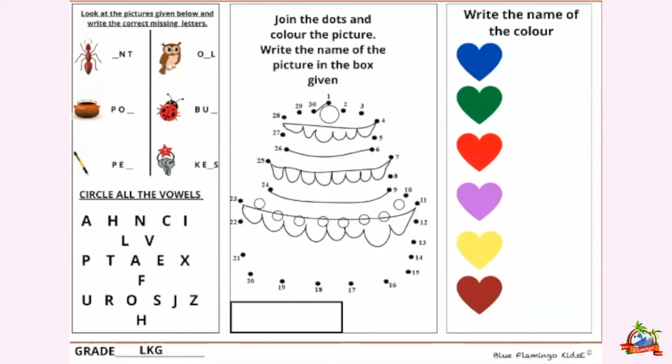Now let's move to the last section of the sheet, EVS. Write the name of color. You can see so many hearts are drawn in which the color is filled. Okay, बहुत सारे हार्ट शेप ड्रॉ है और इसमें कलर फिल है. तो हमें क्या करना है? We have to write the name of color. यहाँ पे जो भी कलर है उसका नेम राइट करना है.